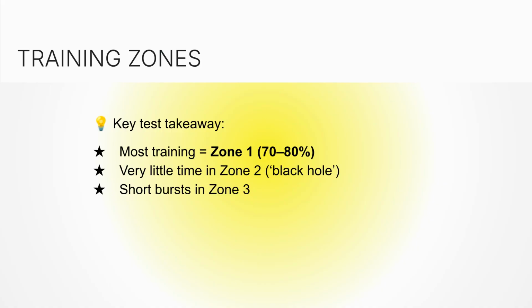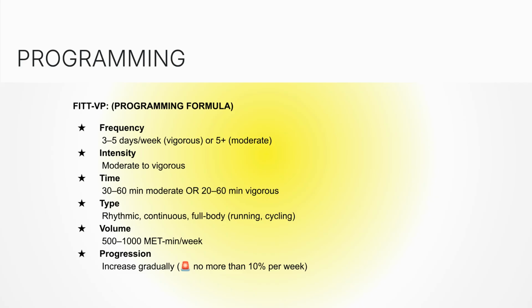Lastly, you should be incorporating short bursts in zone 3, really allowing your clients to push their bodies and improve their overall VO2 max. You can use the FIT VP formula when thinking about programming for your clients. Thinking about the frequency, intensity, time, type, volume, and progression will allow you to build a really strong program for your clients to help them overall perform their cardio.